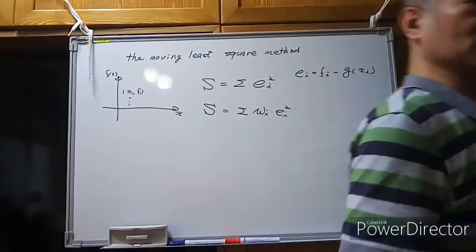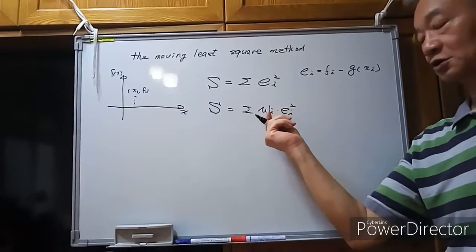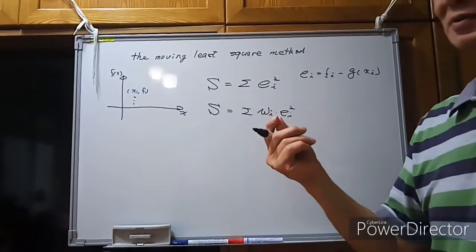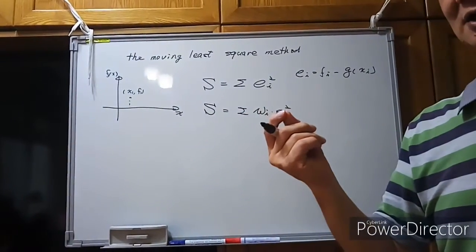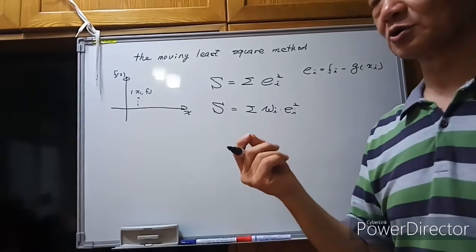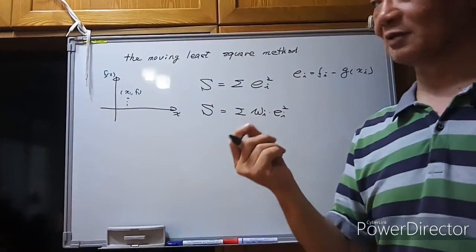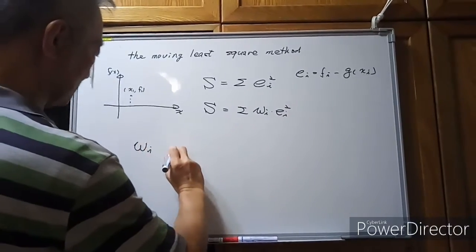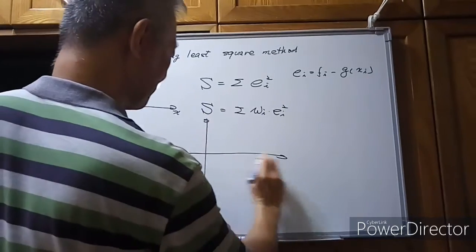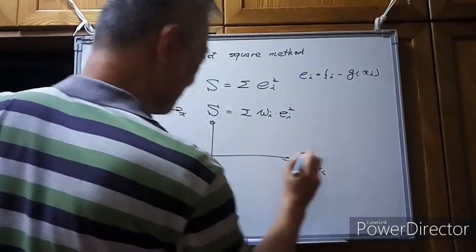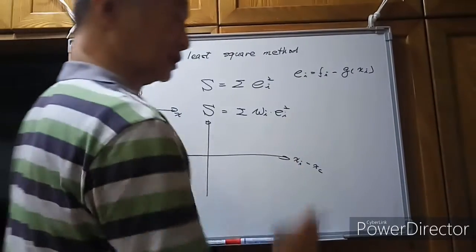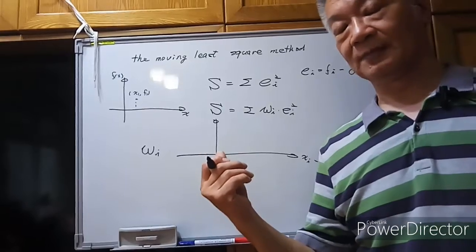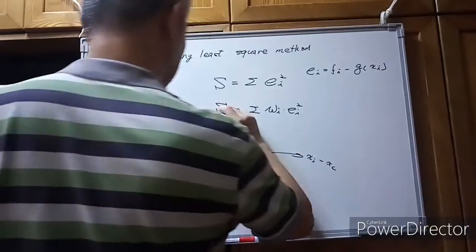But for the moving least square method, we will multiply a weight function for each data point. So wi is a function of the distance between the data point and the center point. The center point is also the point where we would like to establish the g function. It is a function of xi minus xc, where xc is the coordinate of the center point, and xi is the coordinate of the data point.